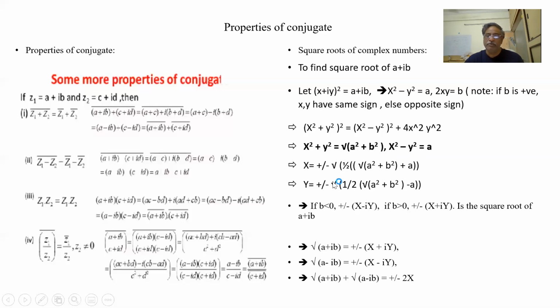So it is difficult to remember this formula. It is easy to limit our exercise up to this point. So we should know that when we have to find the square root of a plus ib, it is x plus iy such that x square minus y square is a, and x square plus y square is root of a square plus b square. This is nothing but r. What is root of a square plus b square? This is the modulus. So x square plus y square is the modulus, and x square minus y square is the real part.